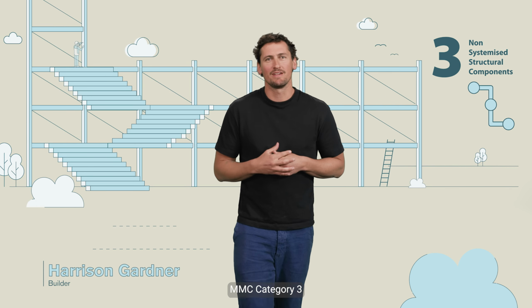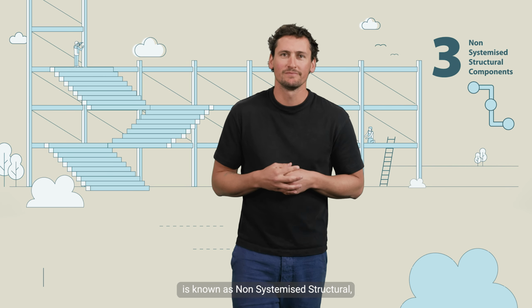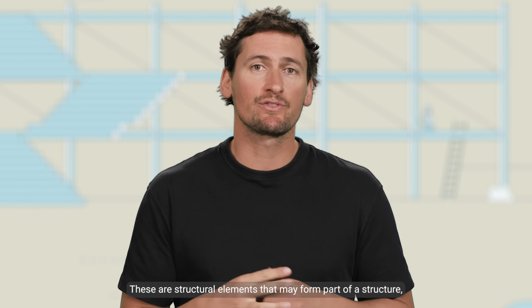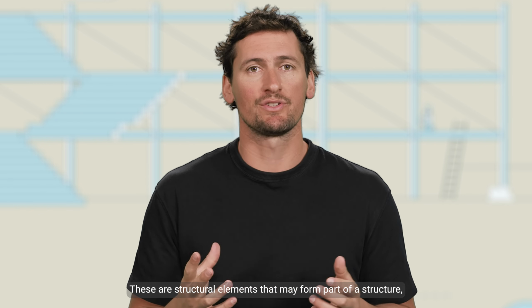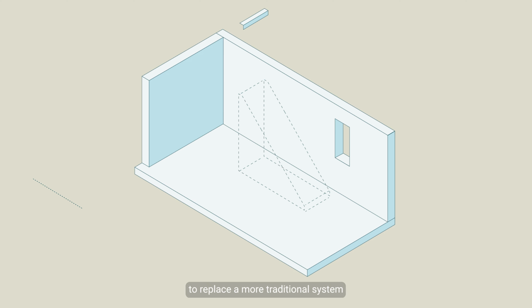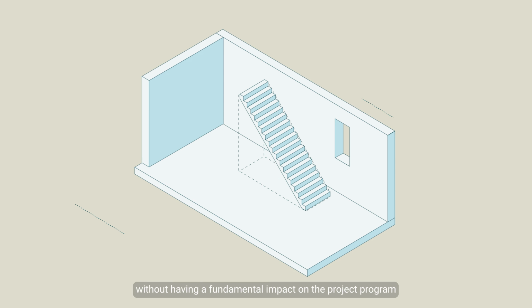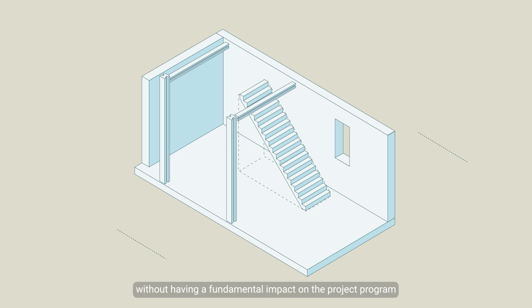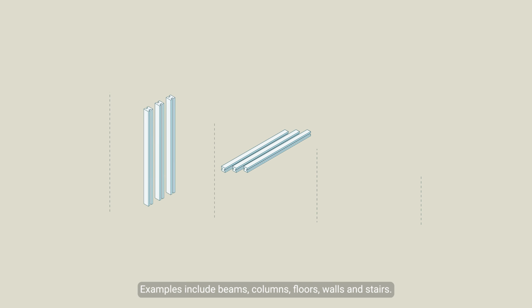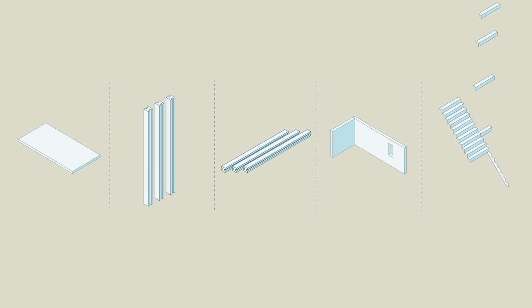MMC Category 3 is known as non-systemised structural, or as sometimes called, pre-manufacturing components. These are structural elements that may form part of a structure and are the kind of MMC systems that can easily be swapped into a project to replace a more traditional system, without having a fundamental impact on the project program or design approach. Examples include beams, columns, floors, walls, and stairs.